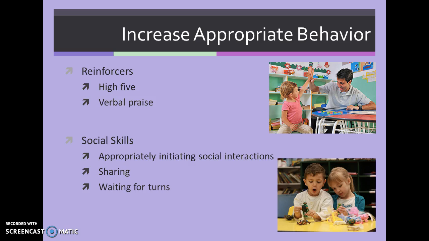Then you want to increase appropriate behavior in your classroom. So you can do this through reinforcers. There are many different reinforcers, but for younger students, high fives and verbal praise work best because they're always looking for a high five from an adult or a praise. Each student is different with the type of reinforcer that they need, so you want to know your student, and there's many different reinforcers that can be used.